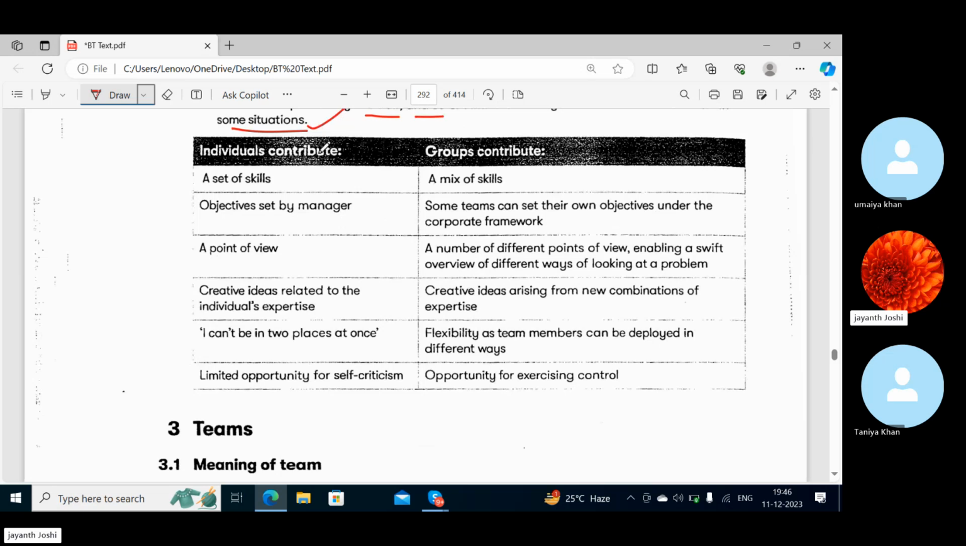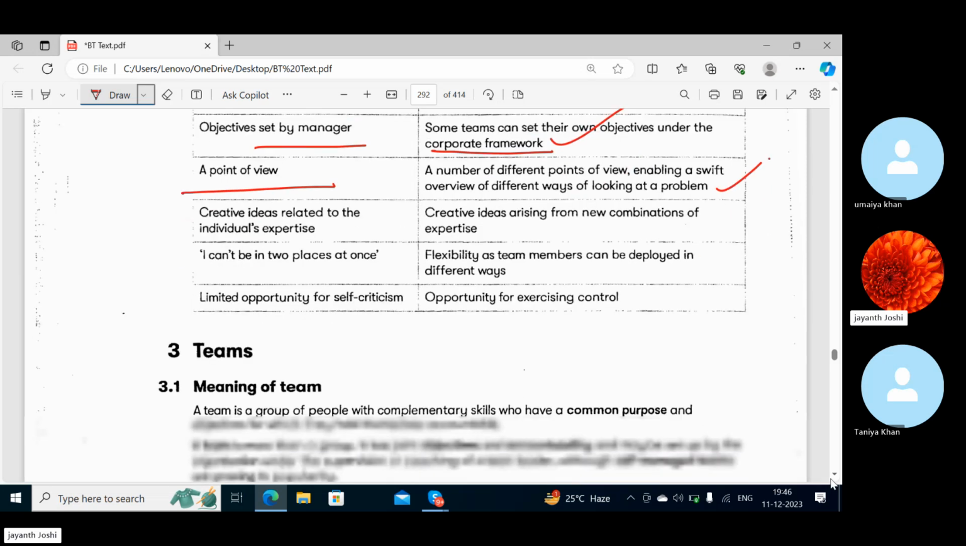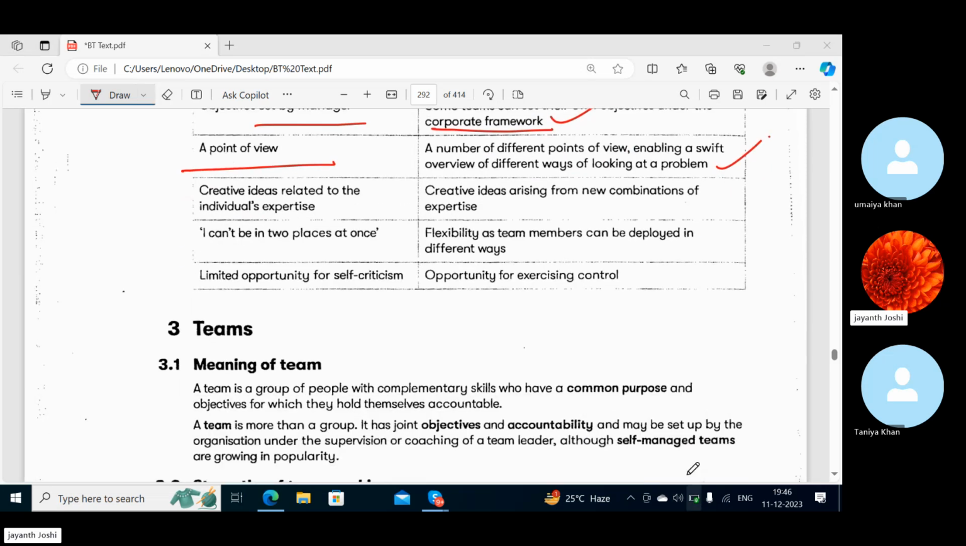There are some points here. Individuals contribute, groups contribute a set of skills, a mix of skills, of course. Objectives set by manager. Some teams can set their own objectives under the corporate framework. Point of view: a number of different points of view, enabling a swift overview of different ways of looking at a problem. Creative ideas related to the individual's expertise. Creative ideas arising from new combinations of expertise.